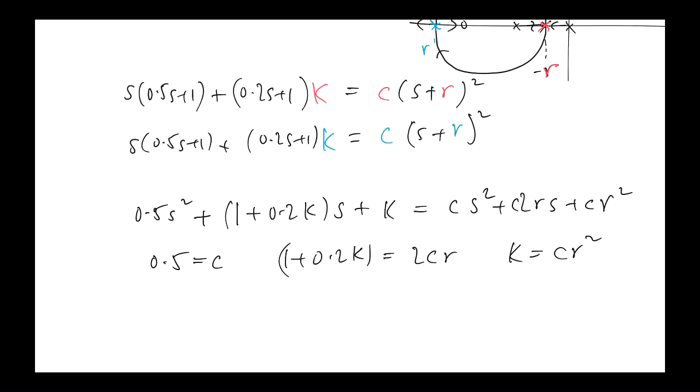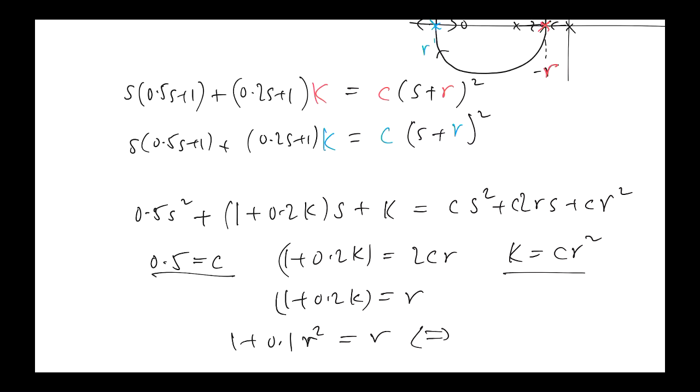Got three equations, three unknowns. I can solve for them, right? So this tells you what c is straight away. So this equation becomes 1 plus 0.2k times c equals r. Right? And then I can use that in there to write 1 plus 0.2 times c, which is 0.5, right? So that'll be 0.1 r squared, right? Must be equal to r, right?